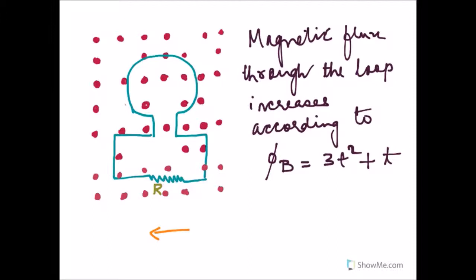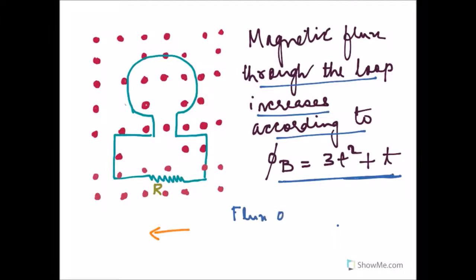We come and look at a different problem here. The magnetic flux through the loop increases according to this formula. So it's based on time. The flux increases as the time increases. Since this is a flux out, there is going to be an increase in flux out with time.